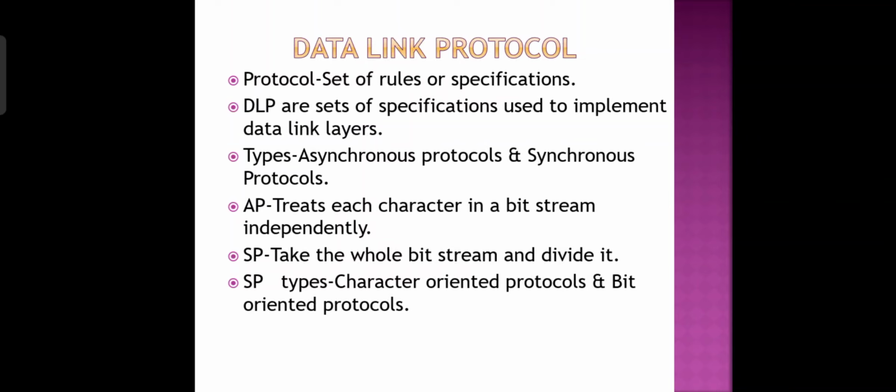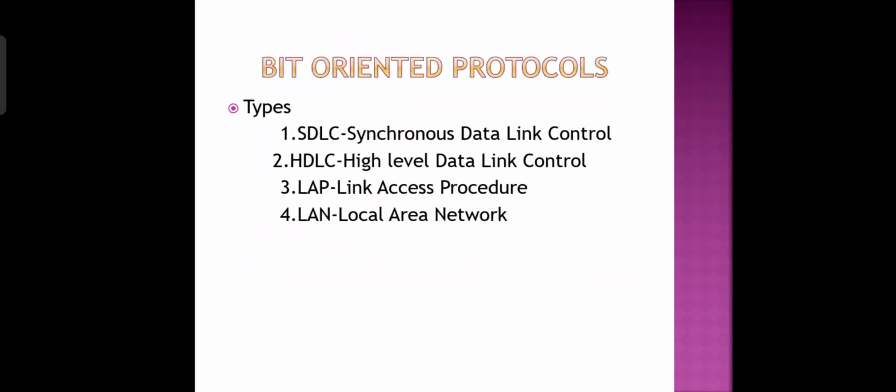All control information is in the form of an existing character encoding system. Whereas a bit oriented protocol interprets a transmission frame or packet as a succession of individual bits. Control information in this can be one or more bits depending on the information embedded in the pattern. Bit oriented protocol is further classified into 4 different types: SDLC, that is synchronous data link control, HDLC, high level data link control, LAP, link access procedure, and the last one is LAN, local area network.